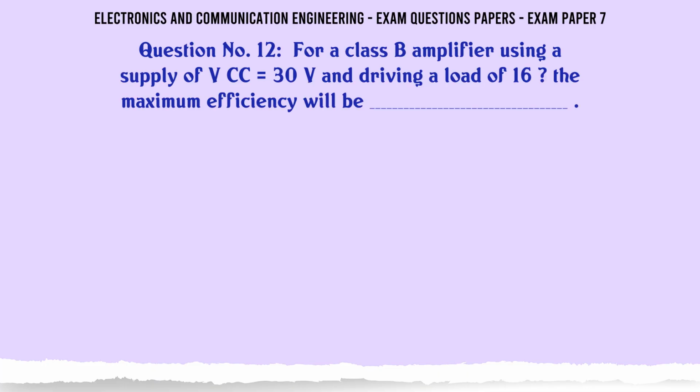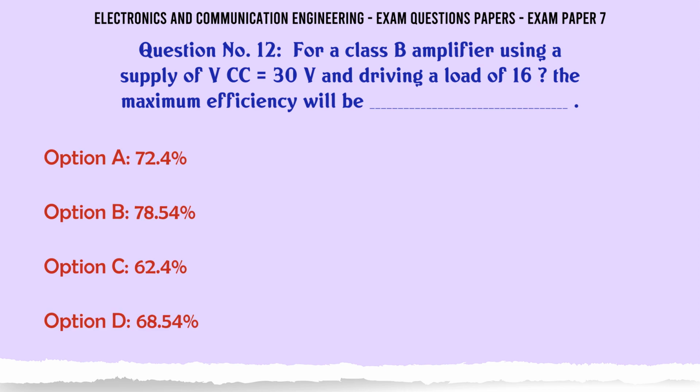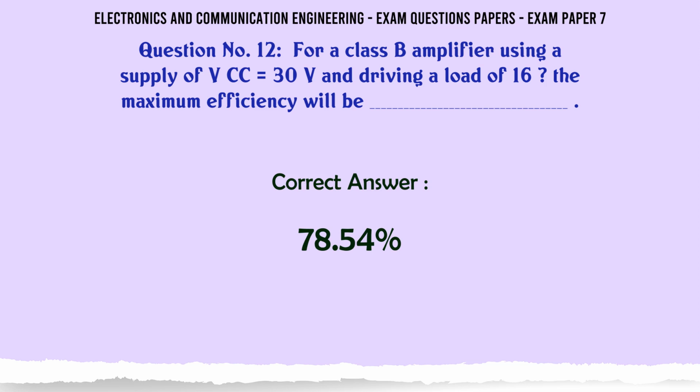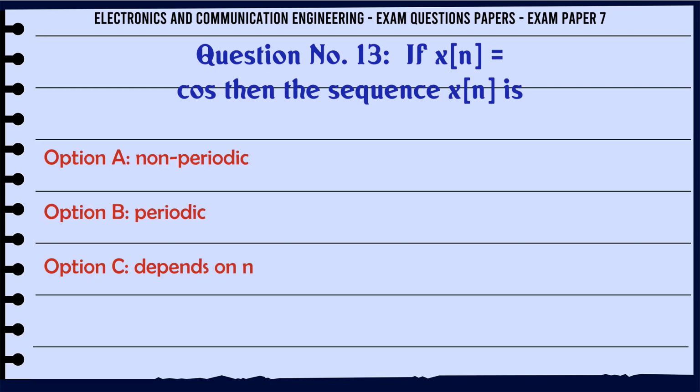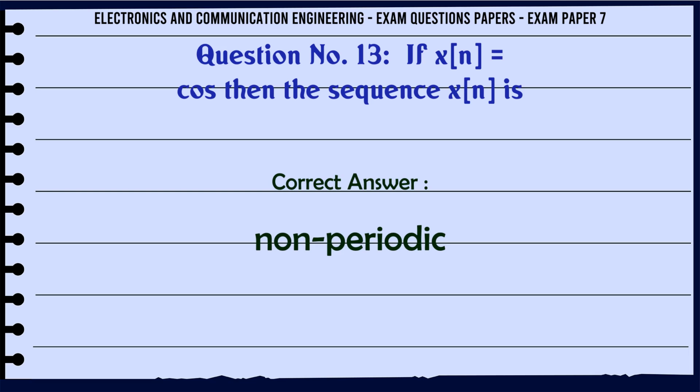For a Class B amplifier using a supply of VCC 30V and driving a load of 16 ohms, the maximum efficiency will be A 72.4, B 78.54, C 62.4, D 68.54. The correct answer is 78.54. If x[n] is a cosine sequence, then the sequence x[n] is A non-periodic, B periodic, C depends on n, D none of these. The correct answer is non-periodic.